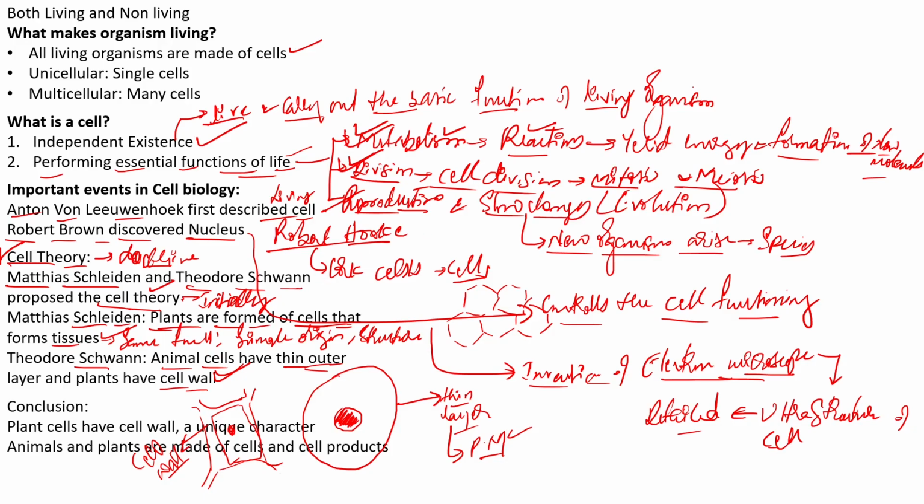Now, what is the conclusion that we can derive here? We can erase this. The conclusion is that plant cells have a cell wall, which is a unique character mainly found in plant cells. Of course, we now have identified many other living organisms which also have a cell wall. But though they have a cell wall, it doesn't mean that the chemical nature or chemical composition of the plant cell wall is similar to the cell wall of those organisms.